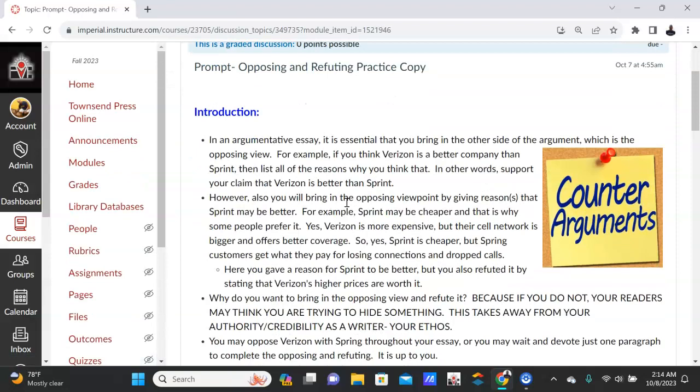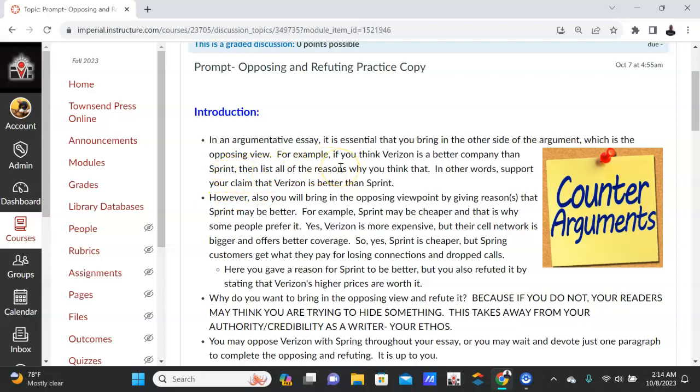So we're going to do a counter argument. I'll give an example. If we're talking about which cell phone company is better, Verizon or Sprint, and we think that Verizon is a better company than Sprint, Verizon would be our pro. That's who we're going to represent. And then Sprint would be the opposing, or the con.